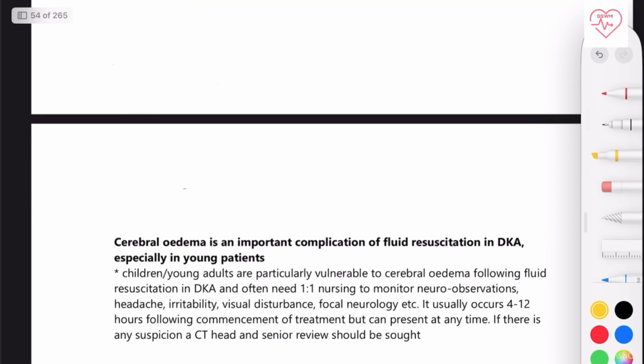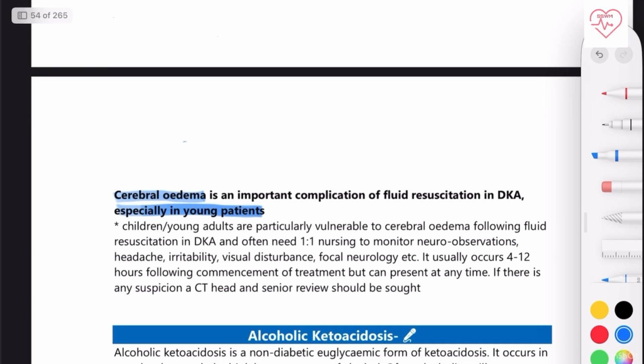Now, cerebral edema is an important complication of fluid resuscitation in diabetic ketoacidosis, especially in young patients. These things are coming back again because these can be framed as a question too. So you have to remember it. Certainly, you have to go through the topic deeply and also get an overview, and whatever things are repeated, you have to remember them again.